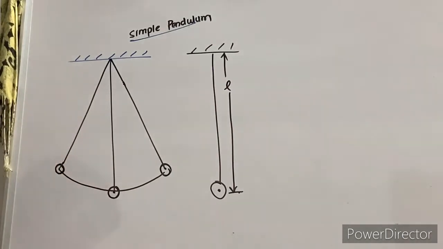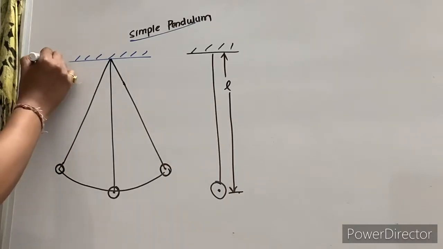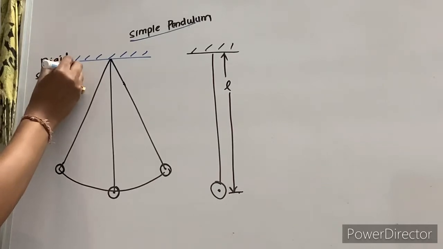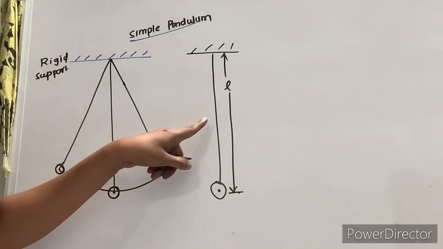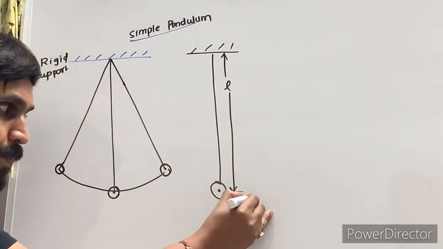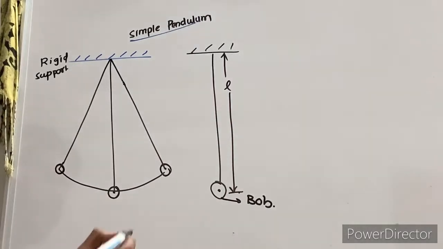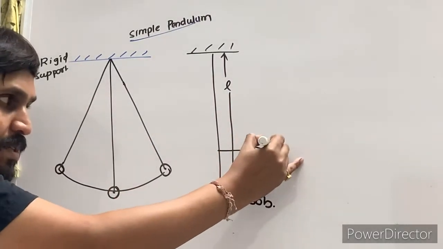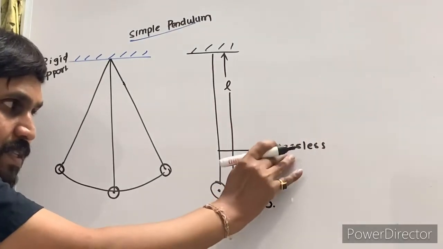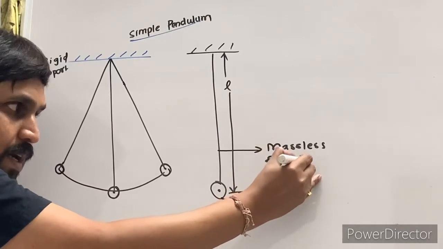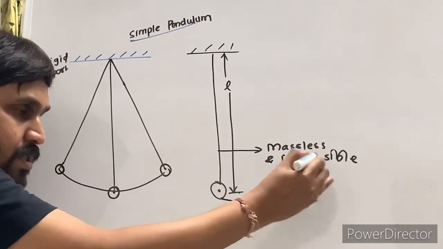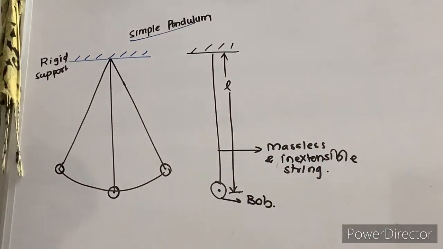So here I have just drawn this diagram. This is my rigid support. To this rigid support, I am attaching one massless string. This is a point heavy mass called the bob. This is attached with the help of a massless and inextensible string. Right? All these things are an ideal simple pendulum.